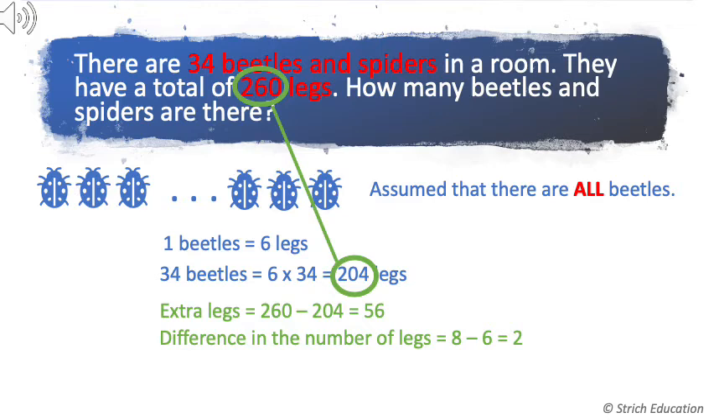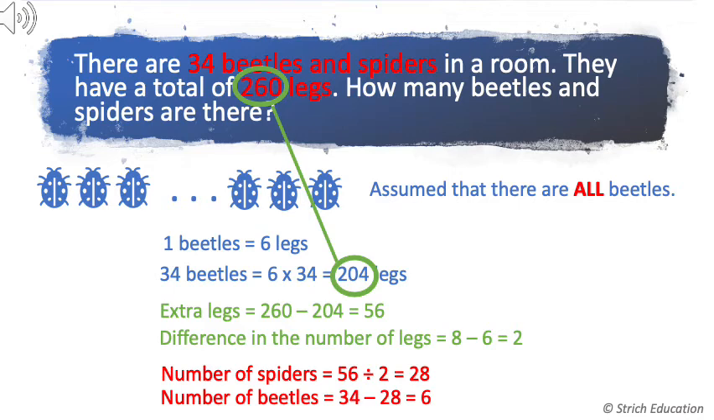So now, we are ready to find the number of spiders in the room. 56 divided by 2 is equal to 28. There are 28 spiders in the room. Since we know that there is a total of 34 beetles and spiders in the room, and there are 28 spiders, we can find the number of beetles by subtracting 28 from 34, which gives us 6.